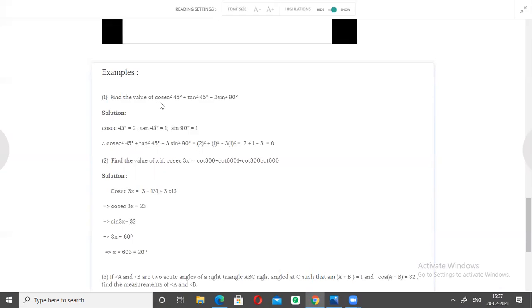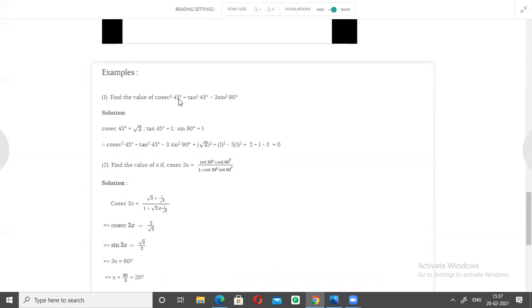find the value of cosec square 45 degree plus tan square 45 degree minus 3 sine square 90 degree. The only one thing is, first you draw the table and write the values of cosec 45, tan 45 and sine 90. Then we can just substitute in the question so that we will get the value. So for cosec 45 degree, it is the reciprocal of sine 45. So sine 45 degree is 1 by root 2. So cosec 45 degree is equal to root 2.